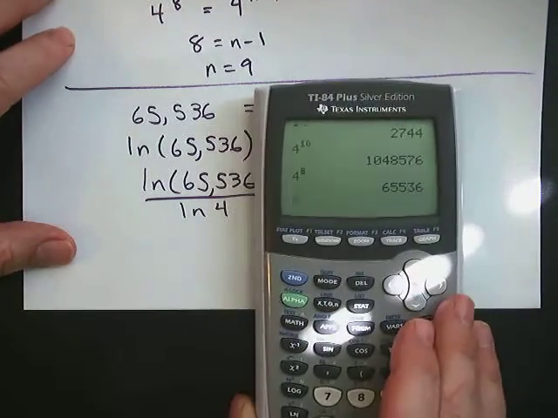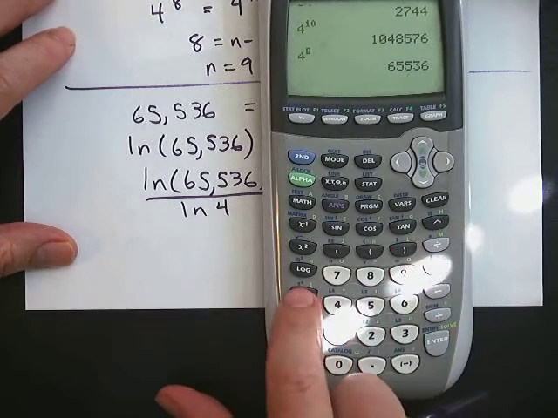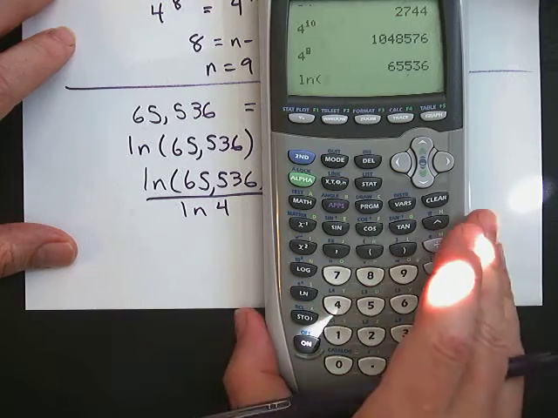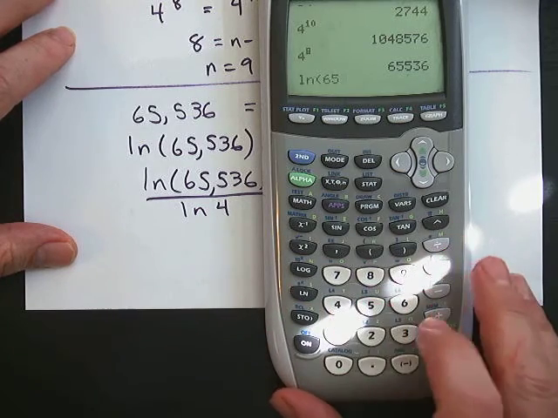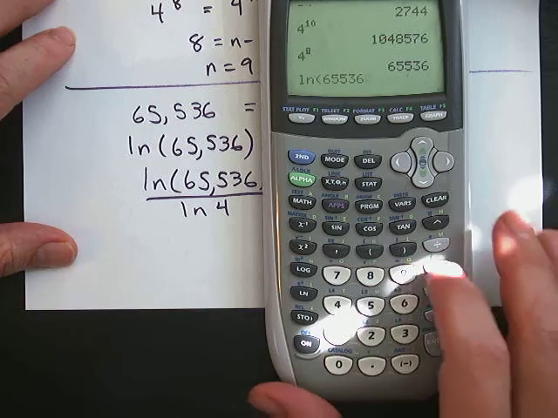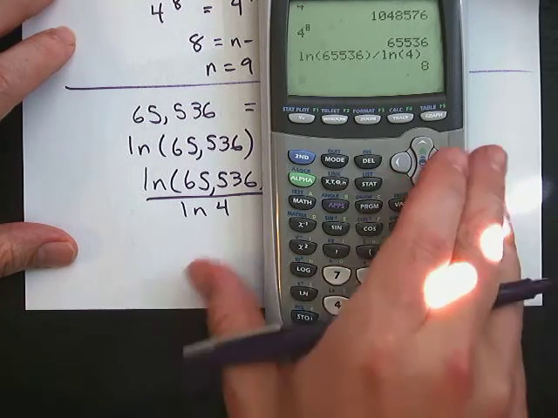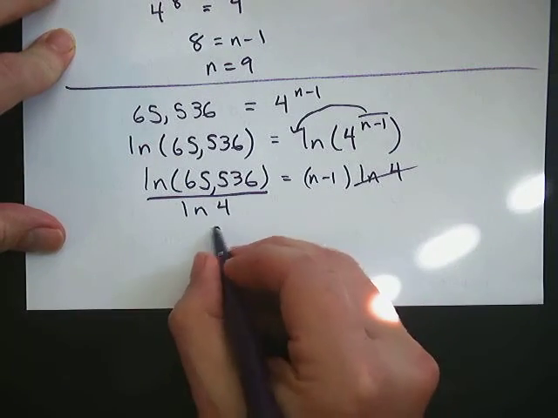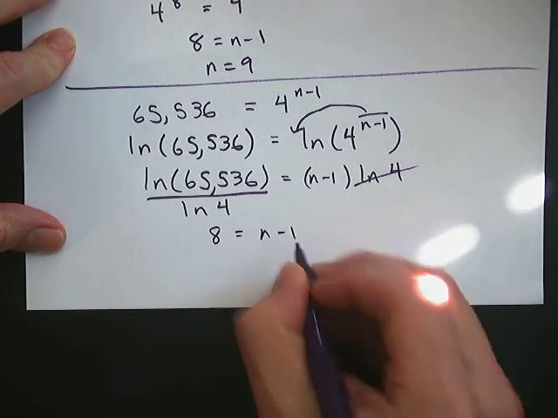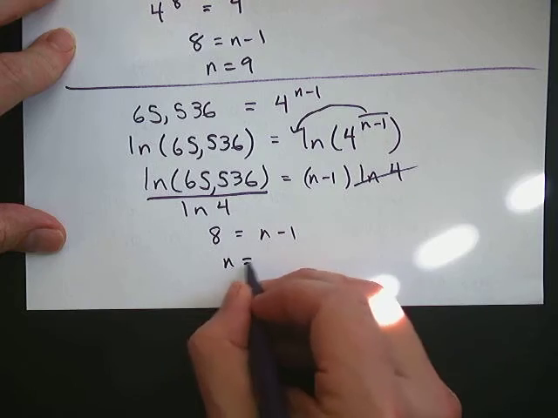You can go to your calculator again. The ln button is right here. ln of 65,536 divided by ln of 4 equals 8. So 8 is equal to n minus 1, just like last time, and we get n is equal to 9.